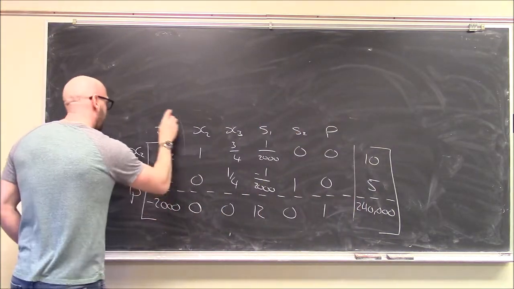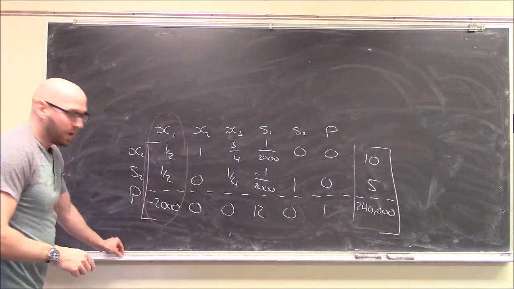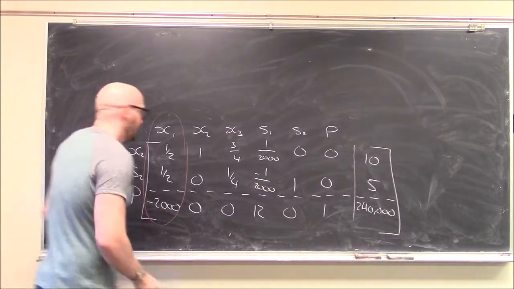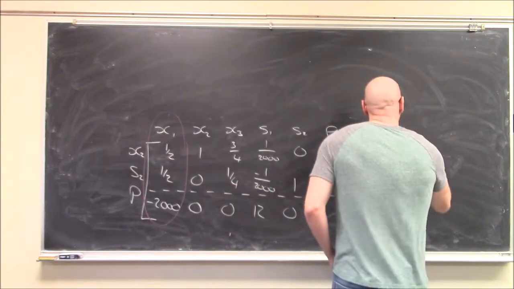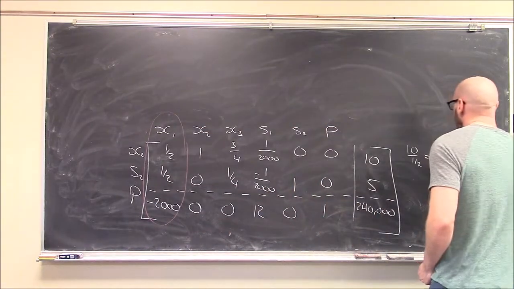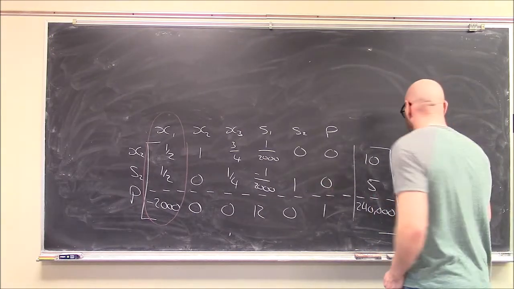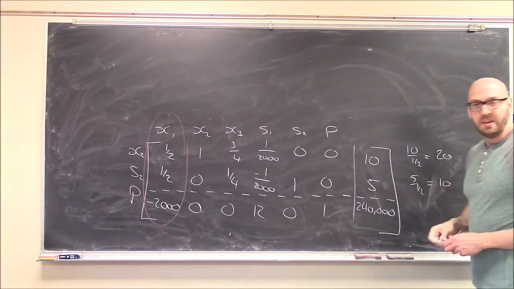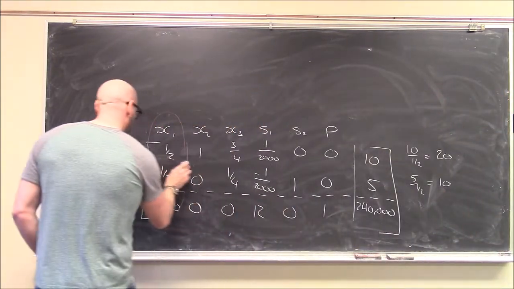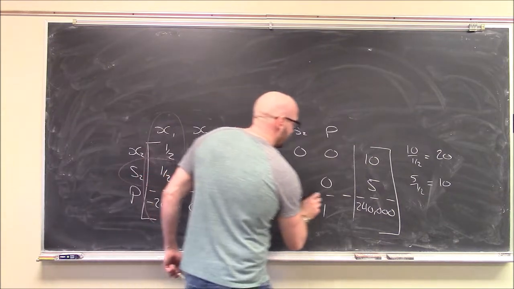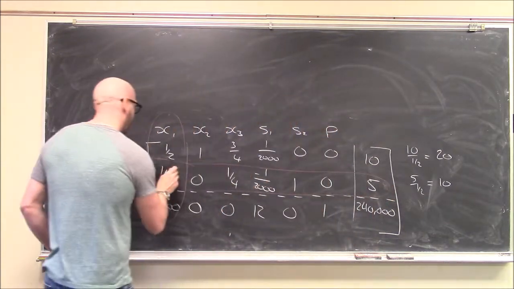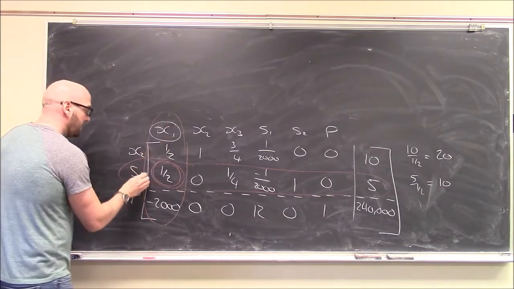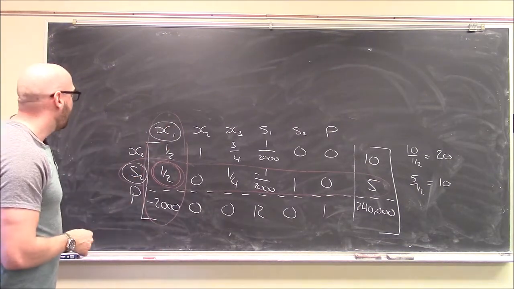Alright, here's our pivot column. Why? Because minus 2,000 is the only negative number left. I have to take these values and divide 1/2 into them, so 10 over 1/2, that's 10 times 2 is 20. 5 over 1/2, that's 5 times 2 is 10. 10 is the smaller value, so this is my pivot row, meaning 1/2 is my pivot entry. X1 will be my entering variable, S2 is my exiting variable, and now we just have to go through the motions.